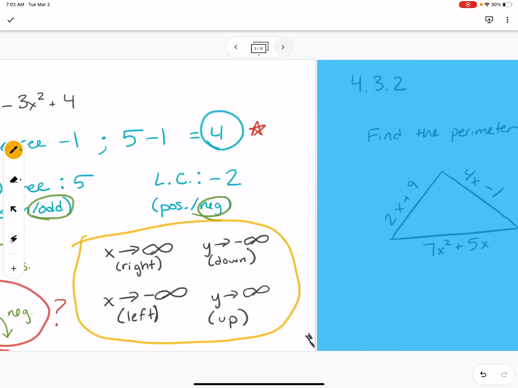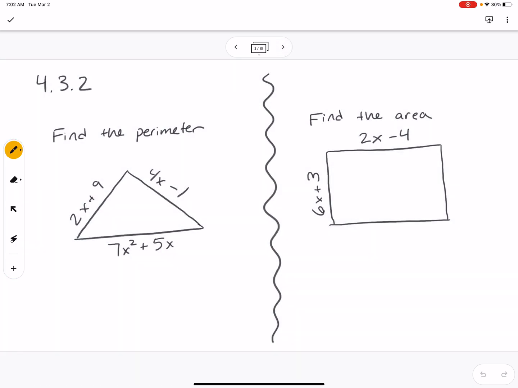All right, let's look at 4.3.2. This one has two types of questions. You're going to be asked to find the perimeter of a shape and the area of a shape with polynomials. For the perimeter, when we find perimeter normally with just regular numbers, all we do is add up the sides. We're going to do the same thing here with the polynomials.